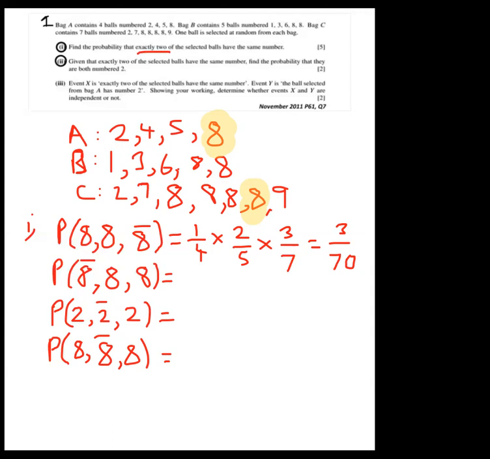For the second one, bag A does not have 8, so it would be 3 possibilities out of 4. For bag B, it will be 8, so 2 out of 5. And in bag C, again 8, so those are 4 out of 7. This will be 6/35.